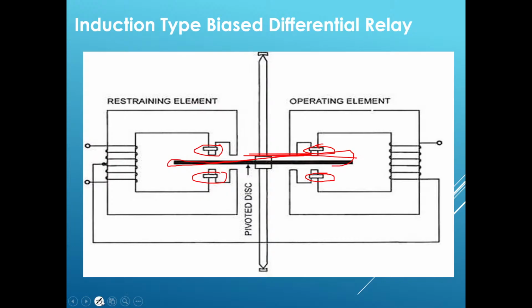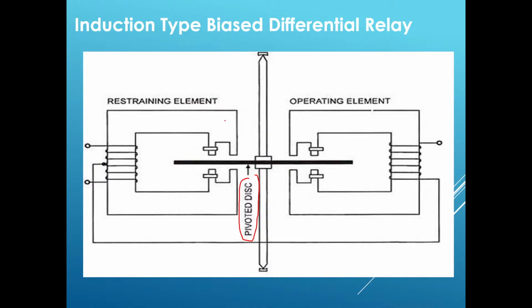It is the movable disc. So this is the induction type biased differential relay. It is the simplest electromagnetic relay, and this relay consists of what? A disk which is free to move. We will usually call it a pivoted disk, which is free to rotate in the air gap of two electromagnets.